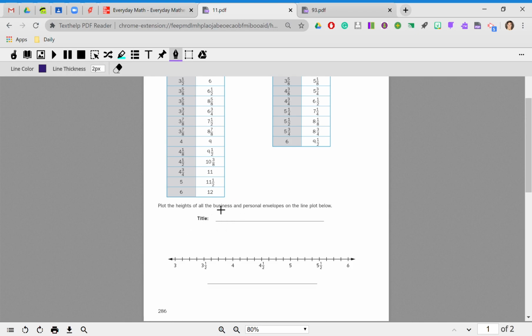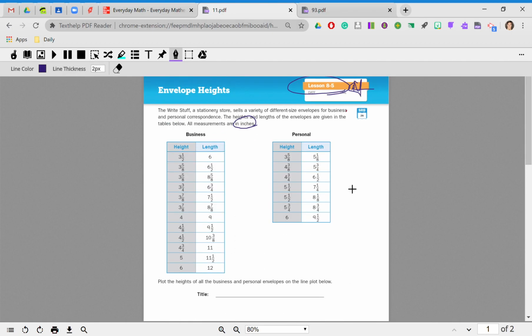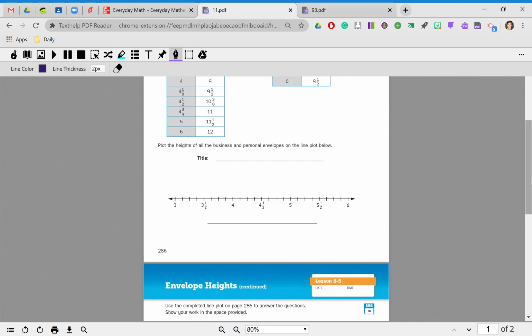Plot the heights of all the business and personal envelopes on the line plot below. So we're just worried about this gray column here that up at the top says height. For the title of my line plot, it's going to simply be, let's see how quickly I can write this, envelope heights. Hopefully your handwriting is a little bit better than mine on the computer. So envelope heights is going to be our title.